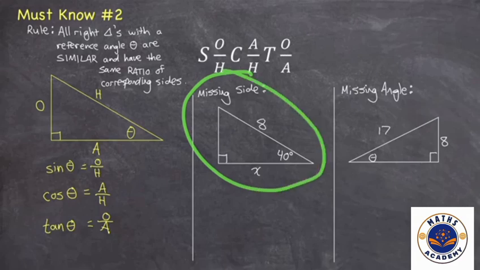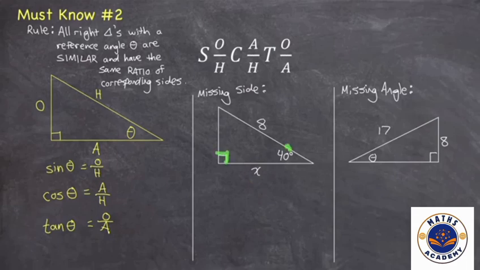Let's look at this first example where we're going to solve for a missing side, x. I notice it's a right triangle with a reference angle of 40. All right triangles with a reference angle of 40 are similar to each other. They all have the same ratios of sides. So whatever x divided by 8 is, will be the same ratio of all other right triangles with a reference angle of 40. So let's communicate that.